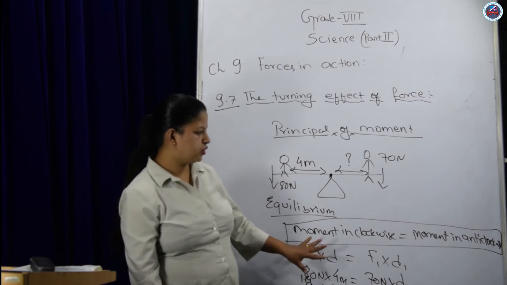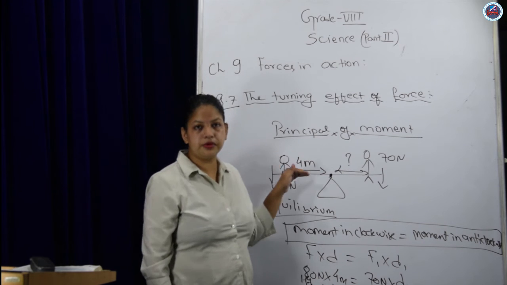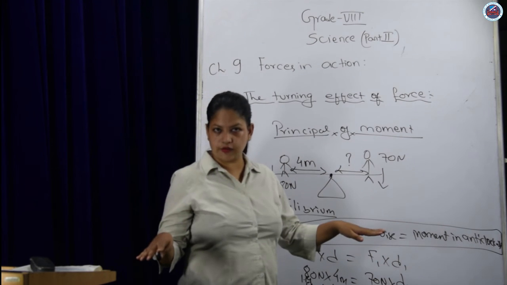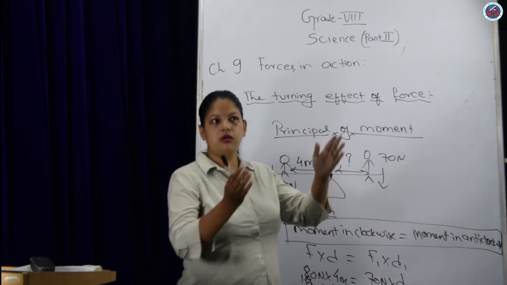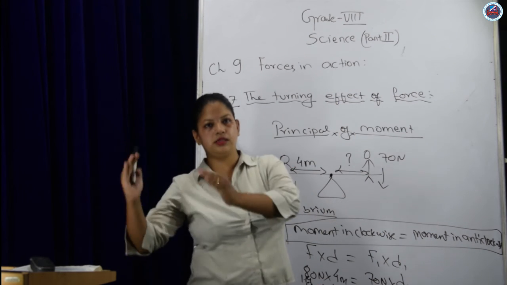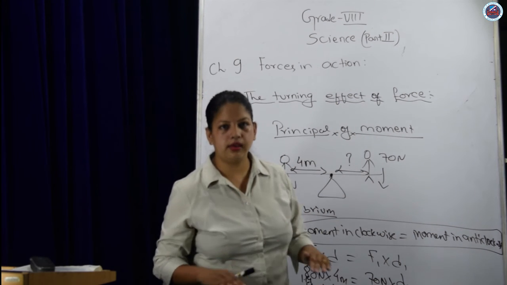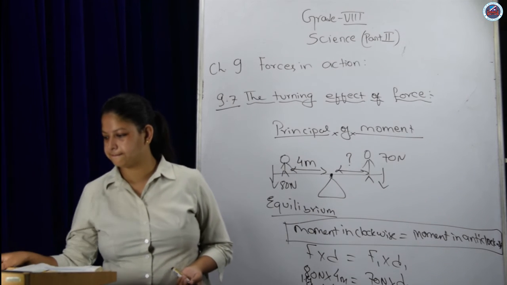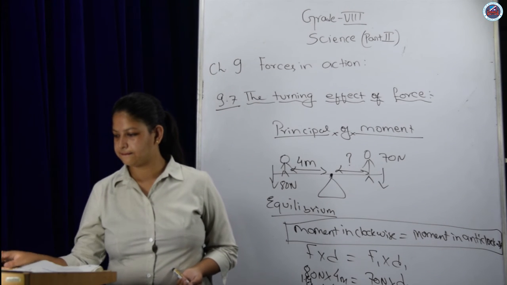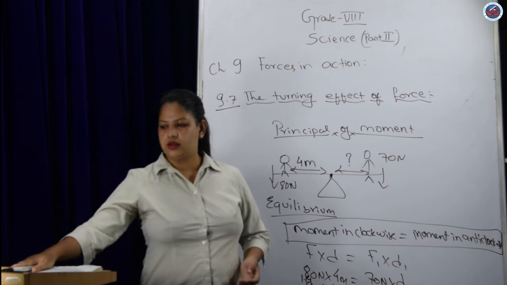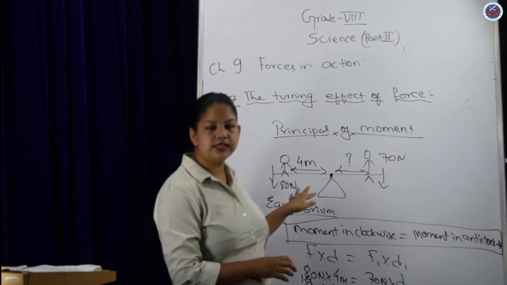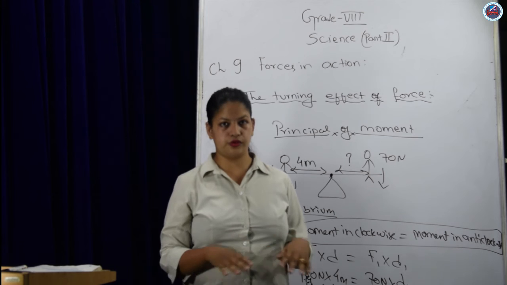Now this type of question also will come for the equilibrium case. So every equilibrium is there for the case of turning effect of force. Remember, movement in anti-clockwise and movement in clockwise has to be equal. So now, by this your 9.7, 8 and 9 is also over.